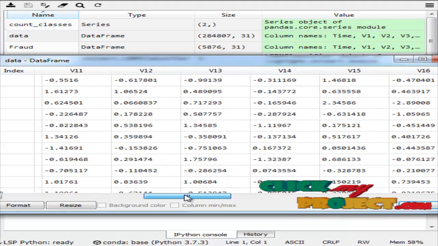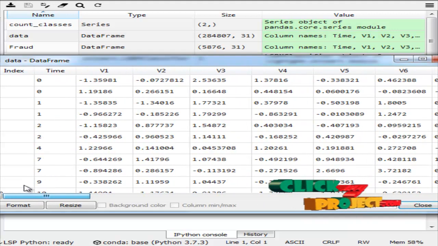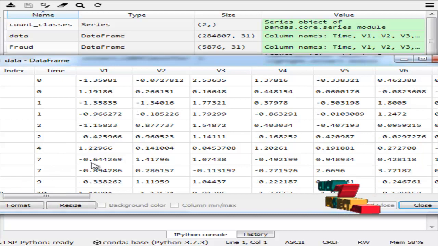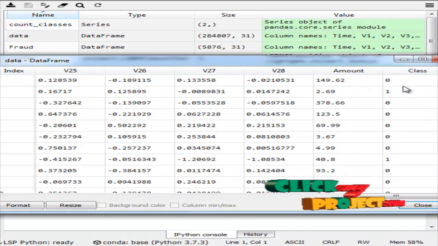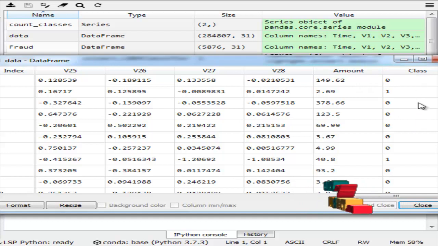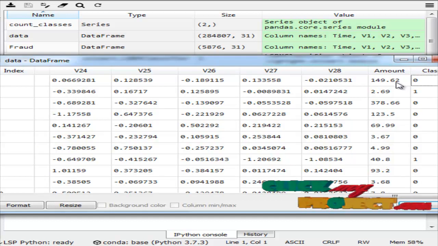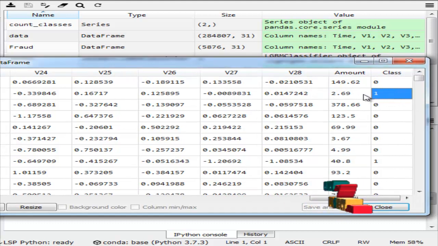Here this is our original data set, which consists of the time and the transactions that are happening, and finally the amount and its class. This is the labeling part.